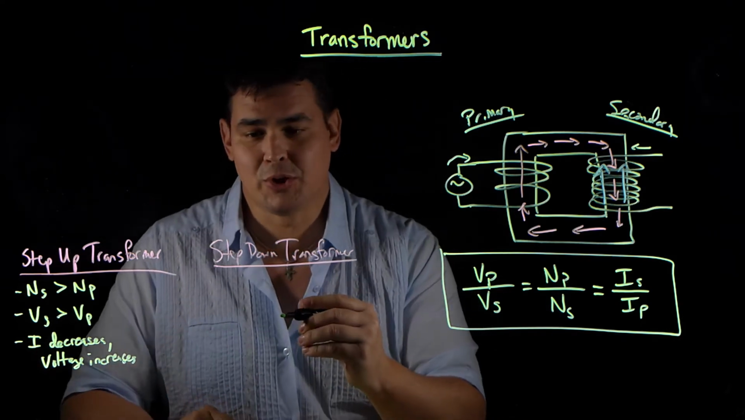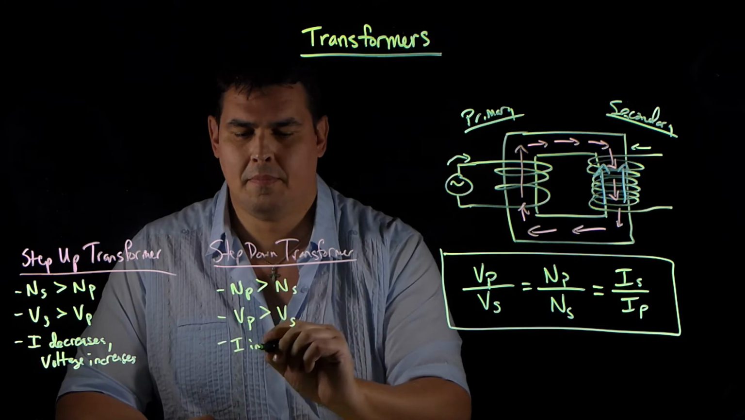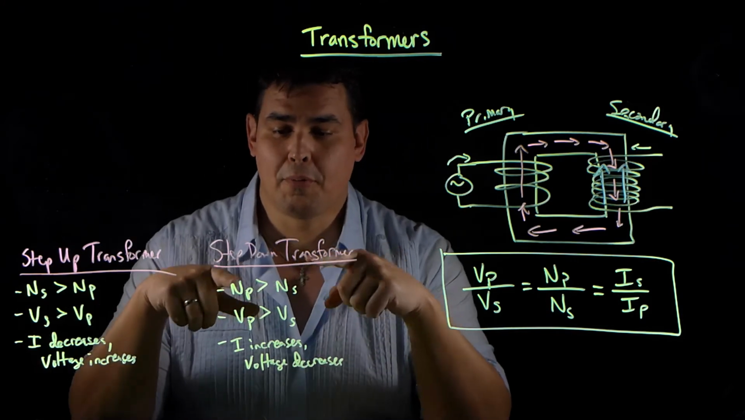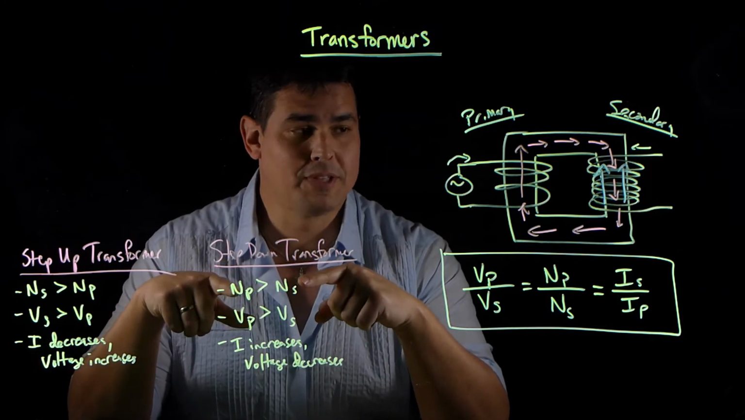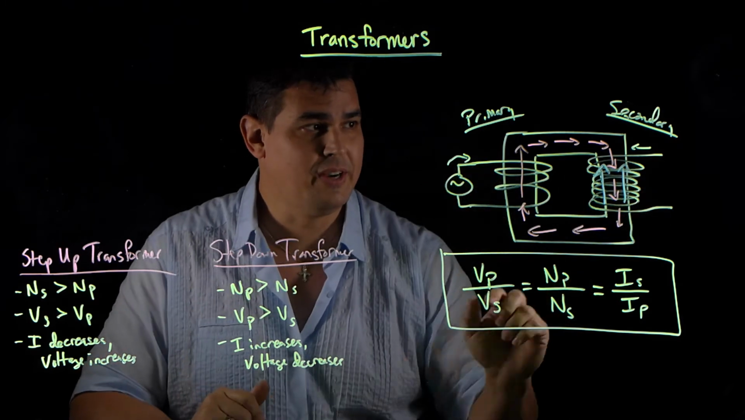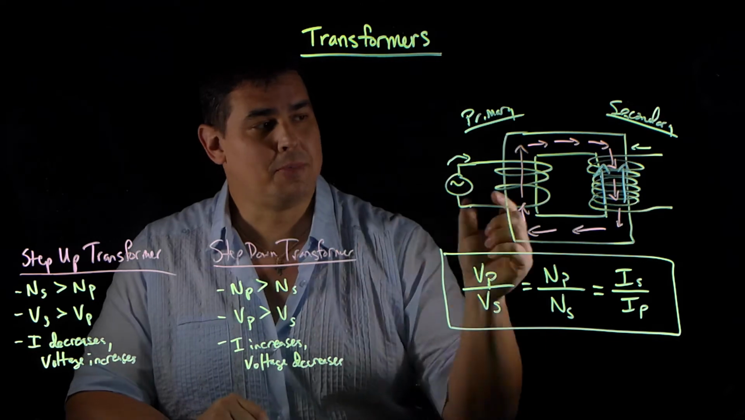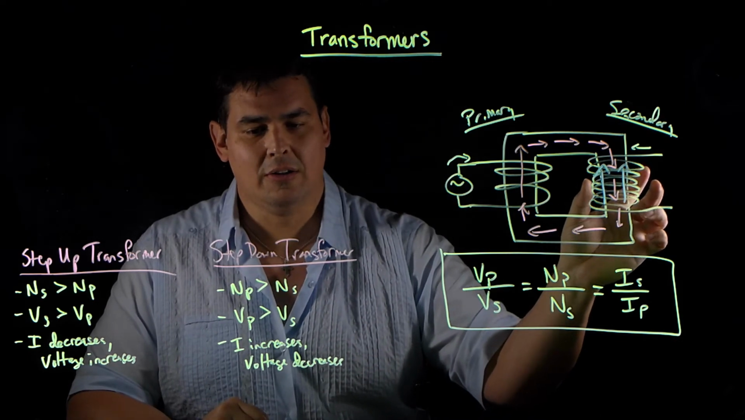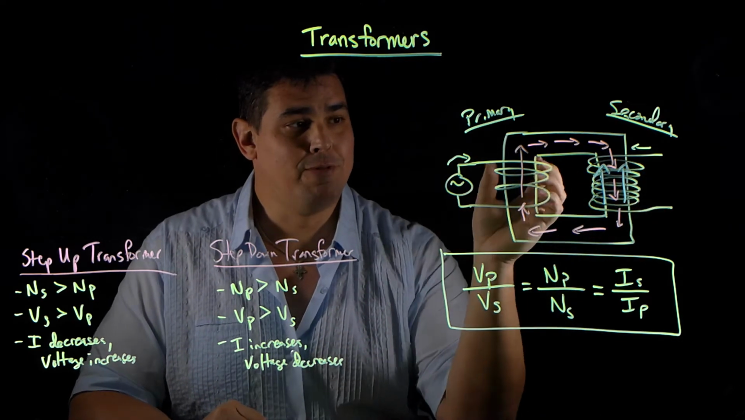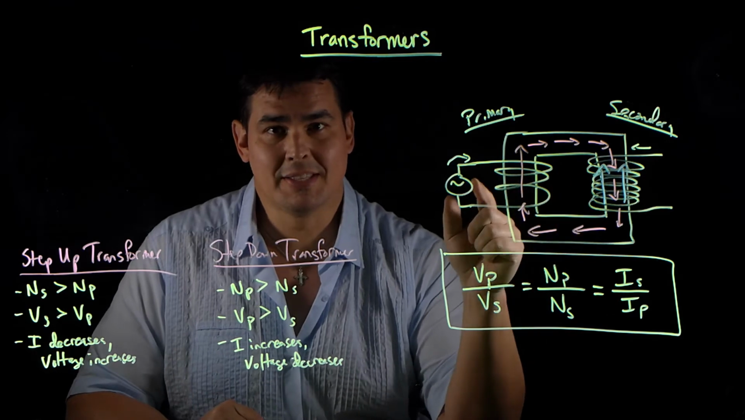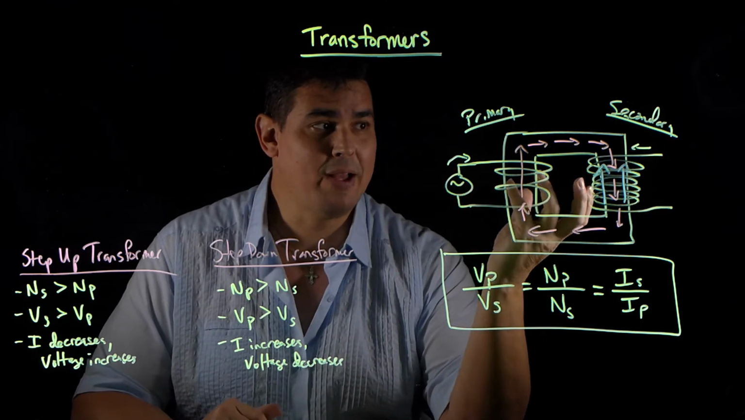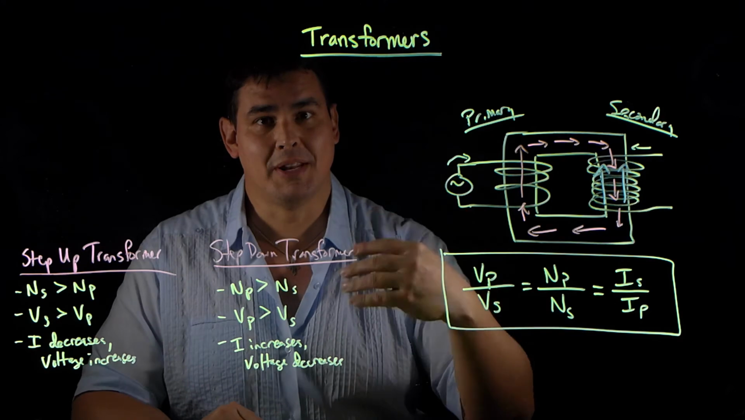So for a step-down transformer, the number of primary coils is greater than the number of secondary coils, right? So if I flip the source over to here and I call this my primary, I have more coils on the primary than the secondary. So that means my coils on the secondary are less than my primary. My voltage on the secondary is also going to be less than my voltage on the primary, right? So on a step-down transformer, I'm getting less coils, which means I'm getting less voltage.